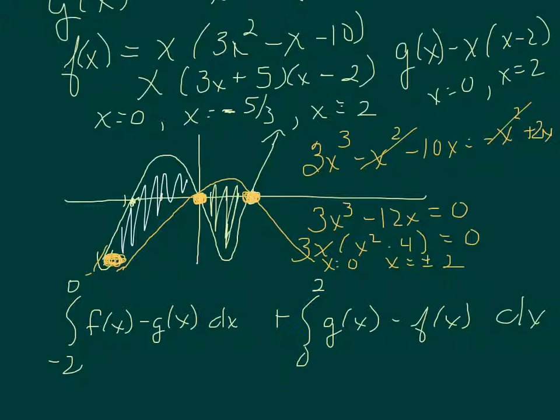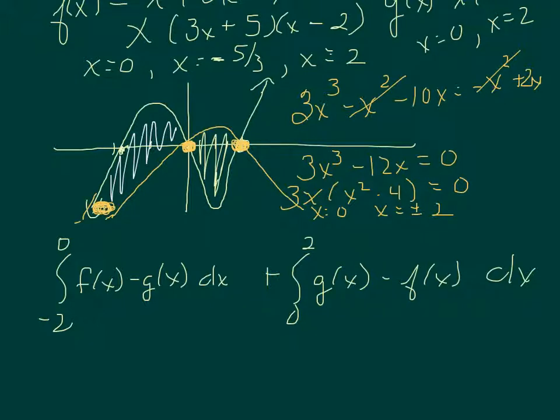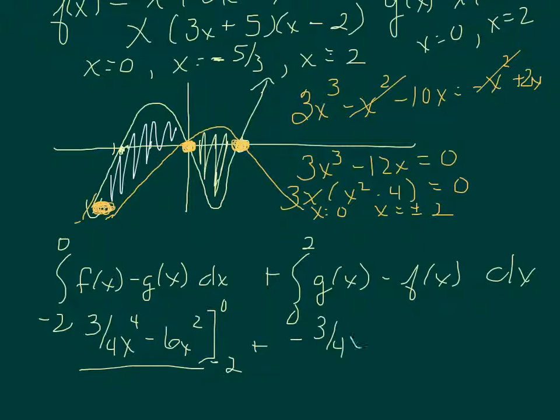All right, so take a few minutes and let's see if you can get that. What's your function? Three. Once you integrate? 3/4 x to the fourth minus 6x squared. Plus negative 3/4 x to the fourth plus 6x squared evaluated at 0 and 2.